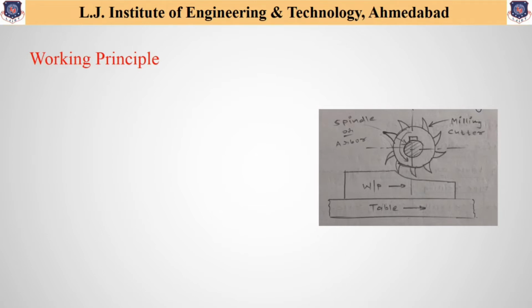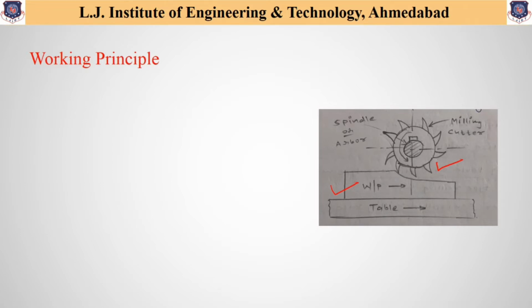As seen from this figure, one can say that in this process one revolving cutter is available, and this revolving cutter helps to remove the material from the workpiece. And as we have discussed in our previous lectures, for any of the machinery to work properly, mainly two motions are required. First one is the primary motion and another one, that is the secondary motion, or it may be called as the feed motion.